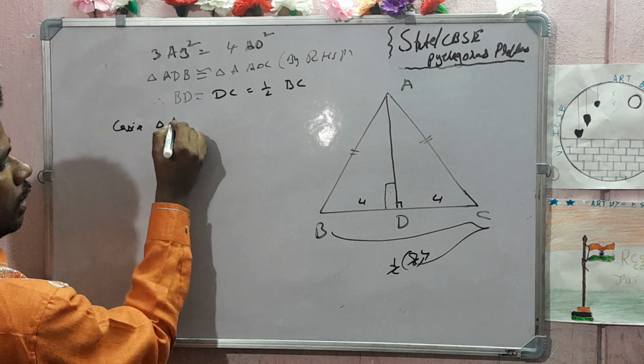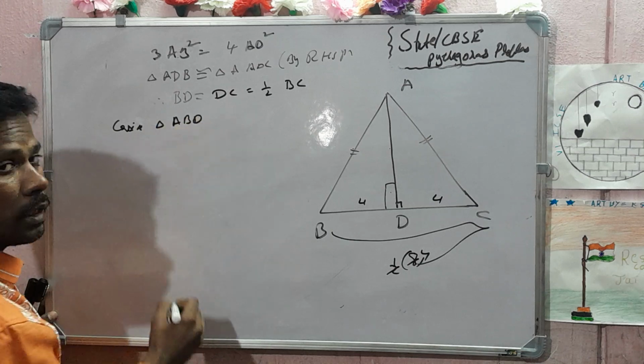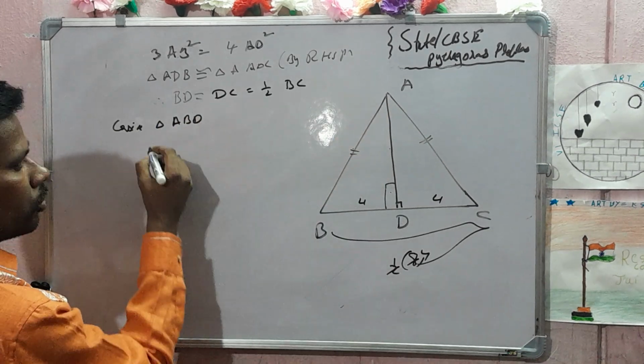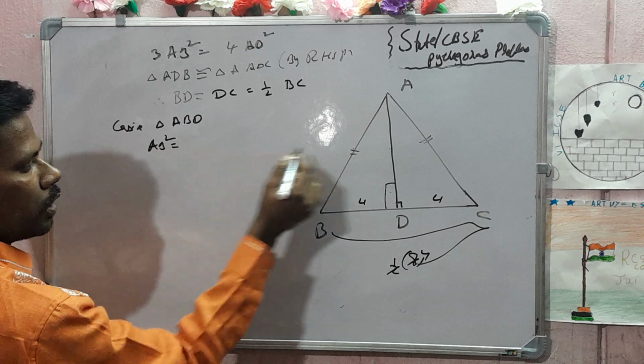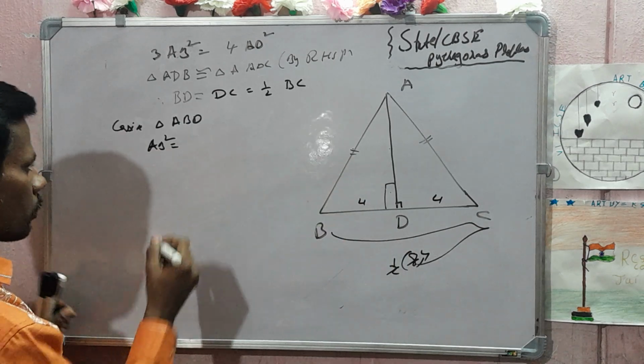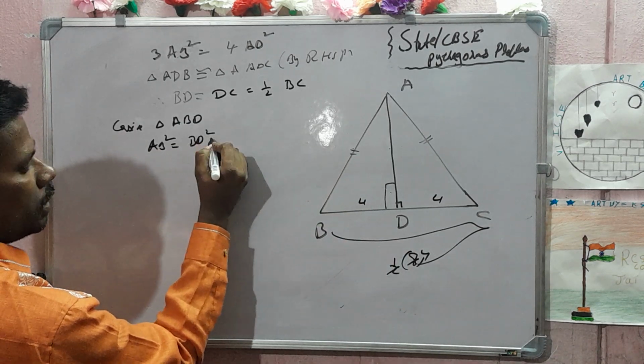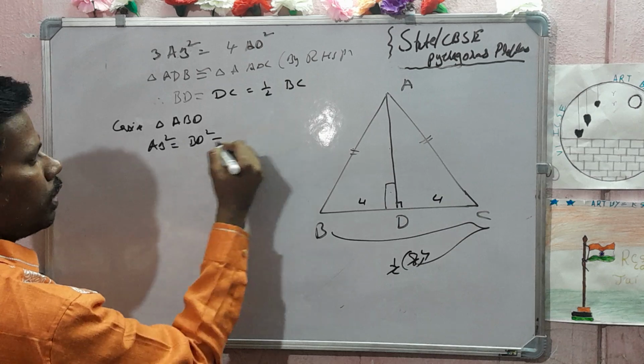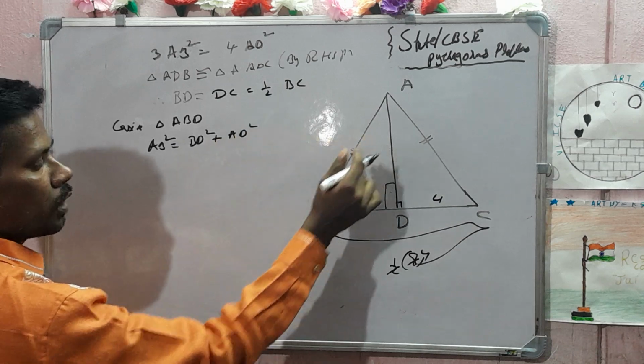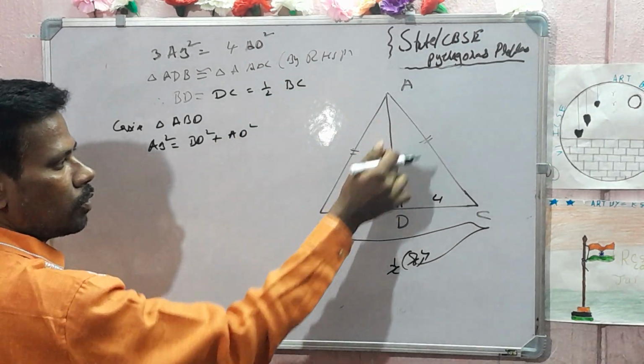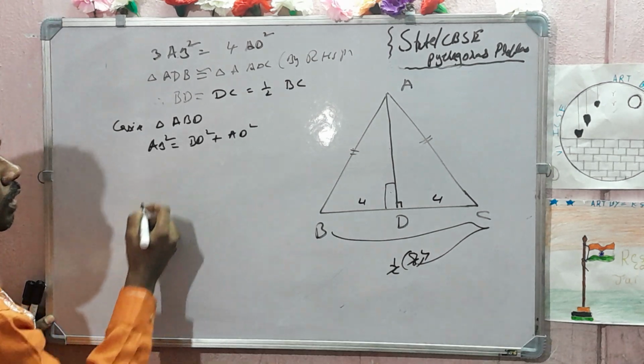Consider triangle ABD, right? Square on the hypotenuse. AB square is equal to BD square plus AD square, right? Square on the hypotenuse equals the sum of squares on the other two sides.